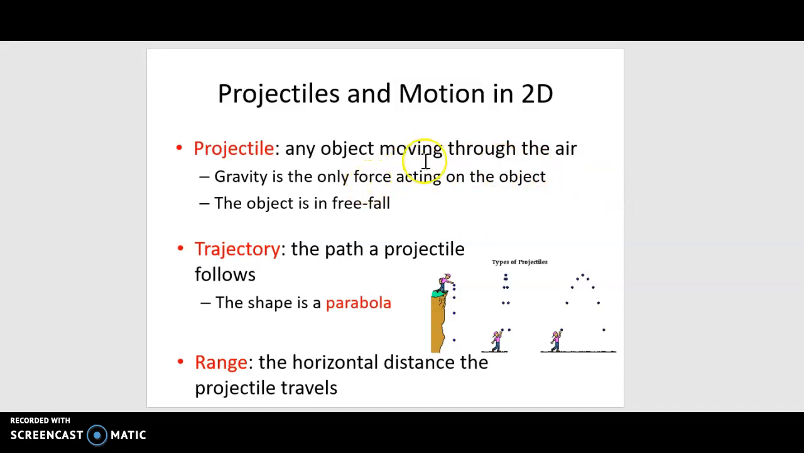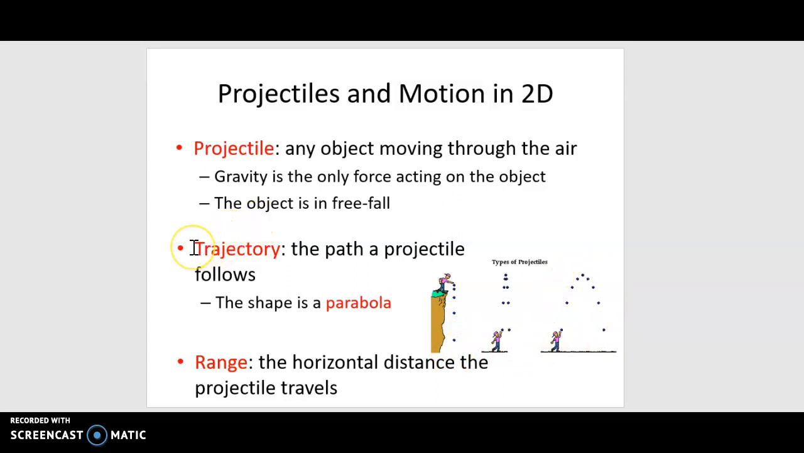But a projectile is anything that's moving through the air. And the thing about projectiles is that there's only one force acting on it, and it's gravity. Gravity is the only force acting on that object. You can have air resistance as well, but gravity is the main force acting on it. And really, it's an object that's in free fall. So that's how we describe projectiles. It could be anything that's dropped, or if something's thrown up in the air. And that's kind of it.